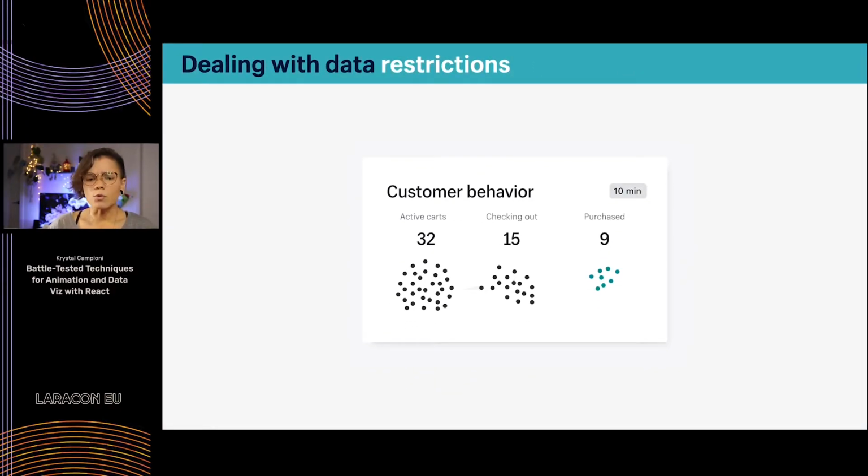So we were recently working in this customer behavior component. This was our initial draft. The idea here is that we would have these moving particle buckets for people with active cards, checking out, or that purchased something in the last 10 minutes. It would be super cool if we could see those particles swimming around there and jumping from one petri dish to the next one as people went through the sales funnel.